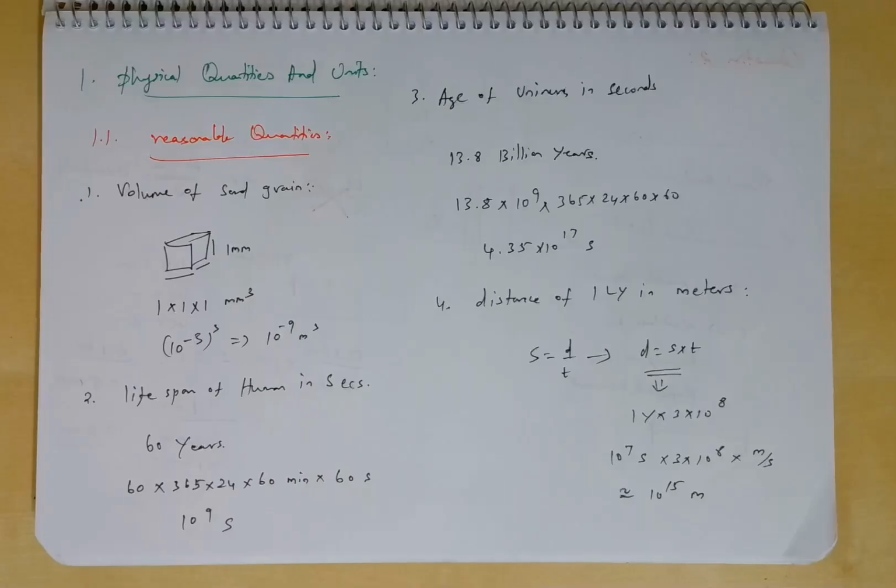Atmospheric pressure, they will not ask exclusively to find, but it is 1 into 10 power 5 Pascal. Acceleration due to gravity, you know that it is 10 power 1 meter per second square. The radius of Earth is 10 power 6 meter. We know that it is 6,000 kilometer. Kilometer is 10 power 3, another 1000, so 10 power 6 meter.